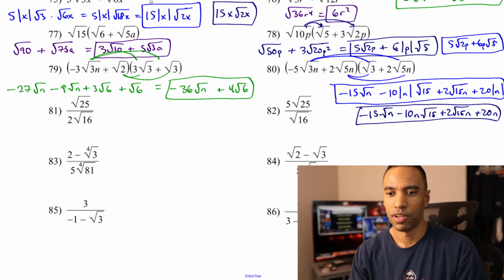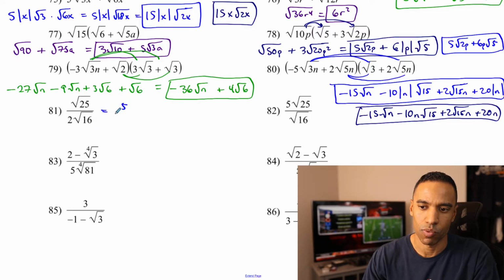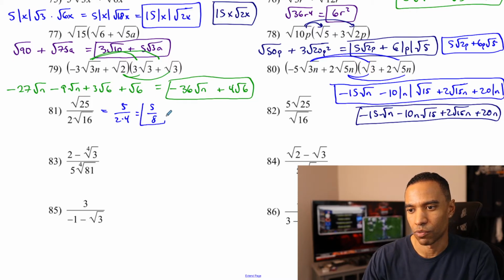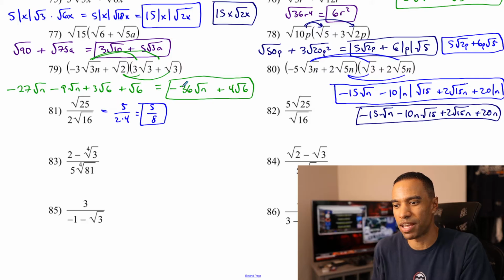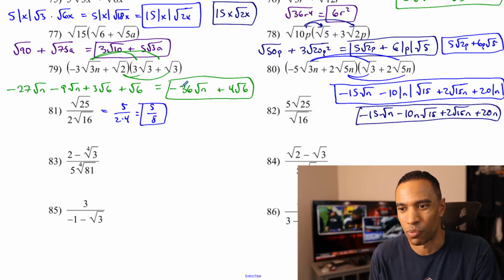That's with variables positive. All right, number 81, the square root of 25 is 5. The square root of 16 is 4. It's kind of a weird problem, which is 5 over 8, and we're done. That's probably not what's expected. These problems are probably not written the way they were intended to.